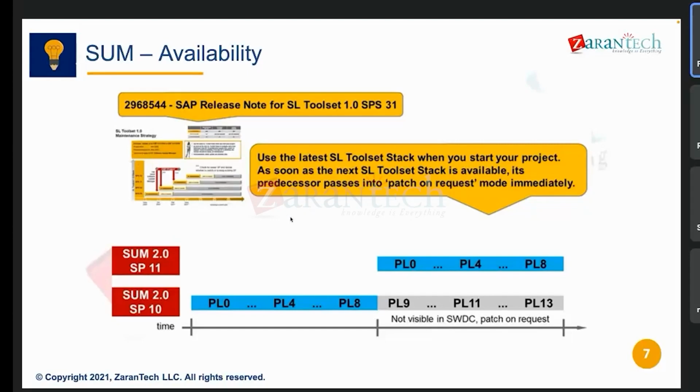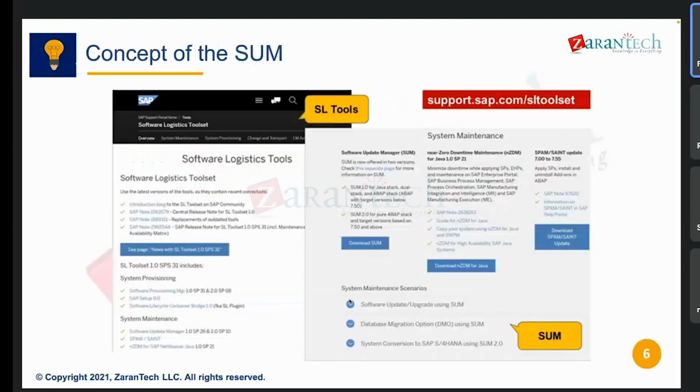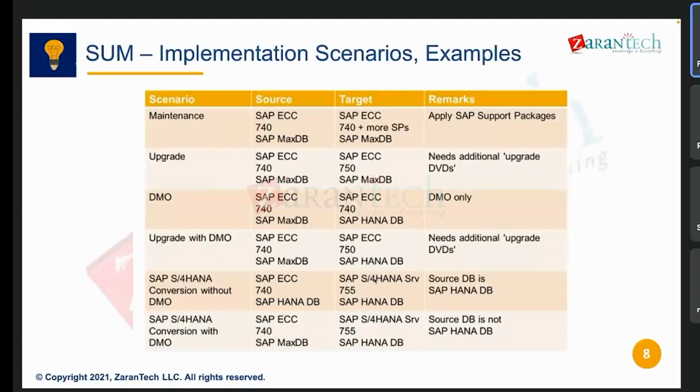For example, when you started the conversion, you used SUM 2.0 SP10, and suppose currently we are at SP12, as we just saw in the service marketplace. Let's take this example: SP10, and you are working on patch level 8, PL8. As I said, this project runs for 6 months.